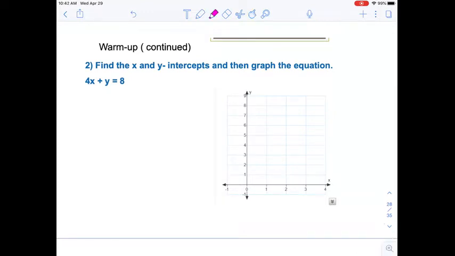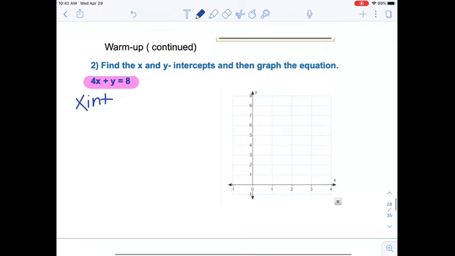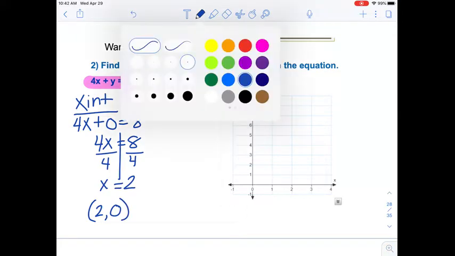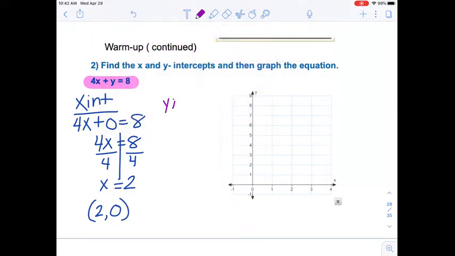Number 2 says find the X and Y intercepts and then graph the equation. So we're given this equation 4x plus y equals 8. To find the X-intercept, we're going to plug a 0 in for y and solve for x. So I get 4x plus 0 equals 8. This really just narrows down to 4x equals 8. To get x by itself, I'm going to divide both sides by 4. And I'm left with x equals 2. We always write our intercepts as ordered pairs. So x is 2, and y we plugged in a 0, so y is 0.